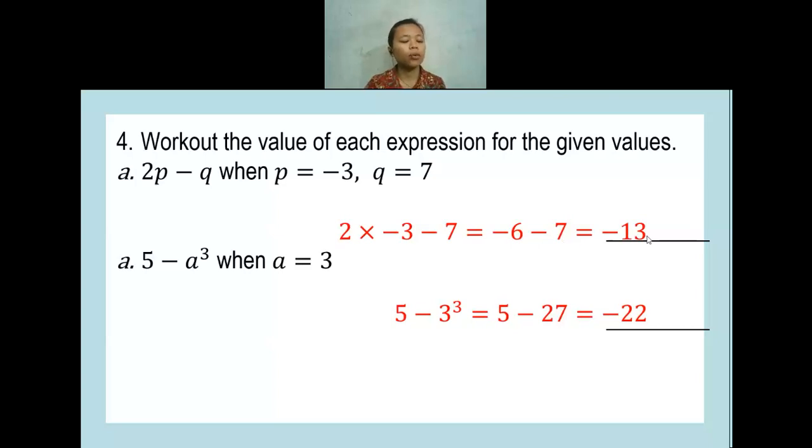And then for question B, it's supposed to be B. Sorry for the typo. So 5 minus a to the power of 3 when a is equal to 3. So we write it as 5 minus 3 to the power of 3. Subtraction and indices, the indices have to be done first. So we do 3 to the power of 3 first. 5 minus 27 is equal to -22.